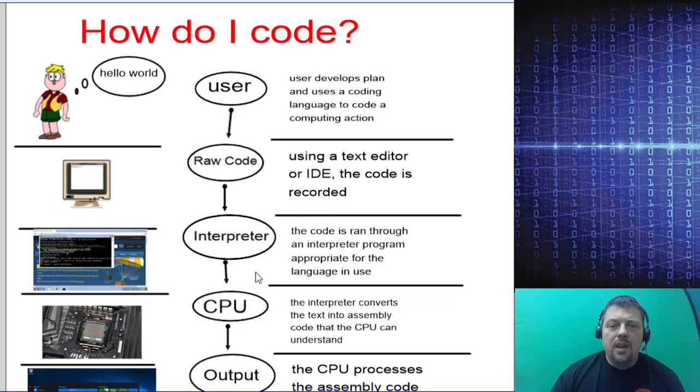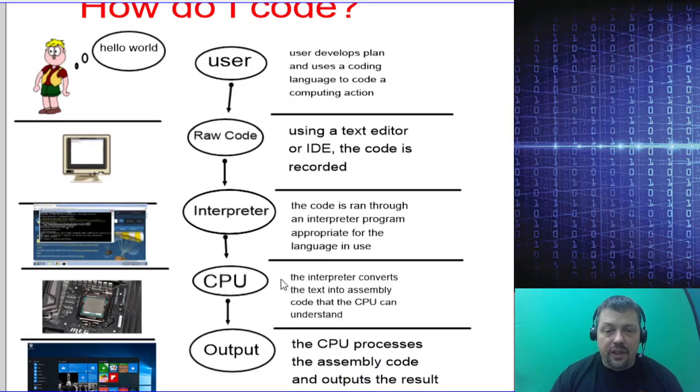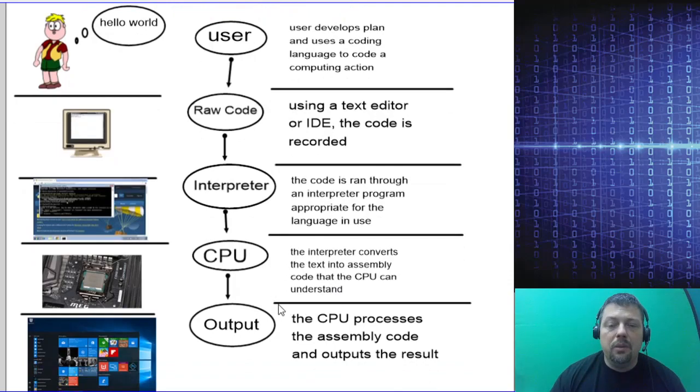Okay, so the interpreter is where that language is turned into the language the CPU can understand. Then it's fed into the CPU, and the CPU then processes it in whatever way is appropriate given the instructions you've given it. And it's going to give you some output, probably, or whatever you asked it to do. As long as your language is correct, it will accomplish that task.